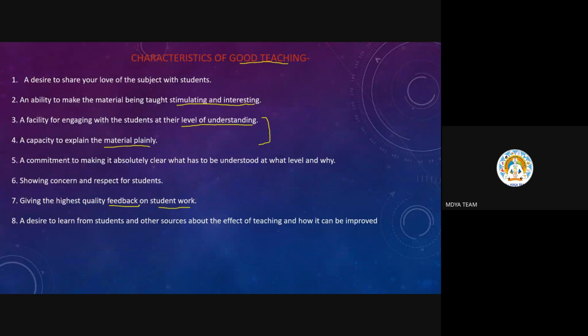That feedback is useful for the learner as well as the teacher, because by that feedback we come to know how the student is learning with the material, how much the student is learning, and in which area he is lacking and needs improvement. That is because of the feedback. A desire to learn from the student and other sources about the effect of teaching and how it can be improved.